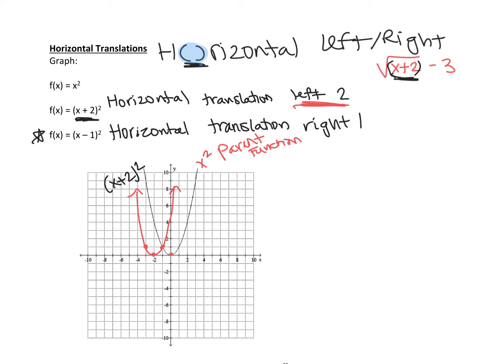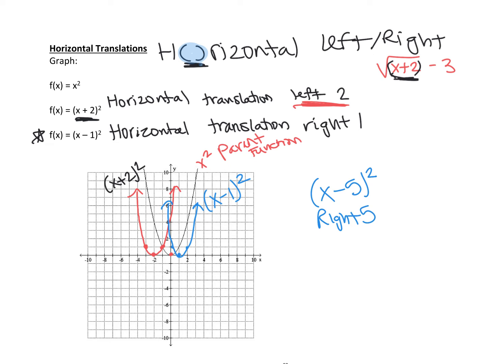And then for my horizontal translation to the right 1, I would do a similar thing. I would just move these ordered pairs to the right 1. And now these are kind of on top of each other, so it's kind of difficult to see. So I try to do it in different colors to help you. But that's what that would look like. So you can imagine if I had x minus 5 squared, then that would move it to the right 5.